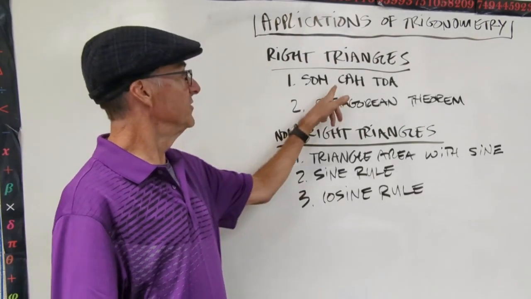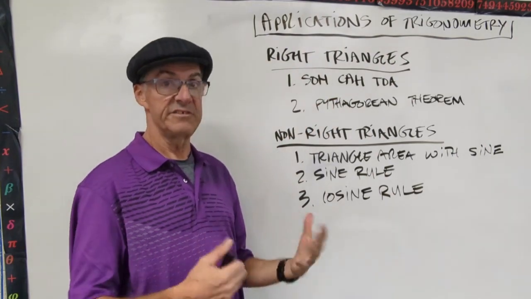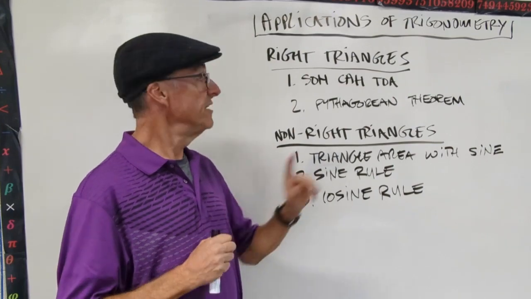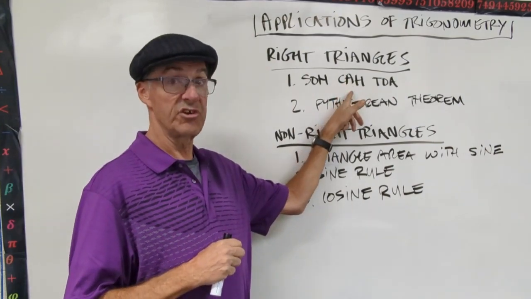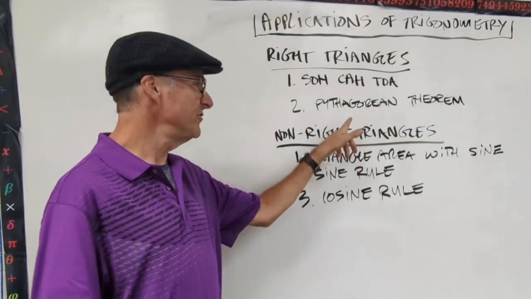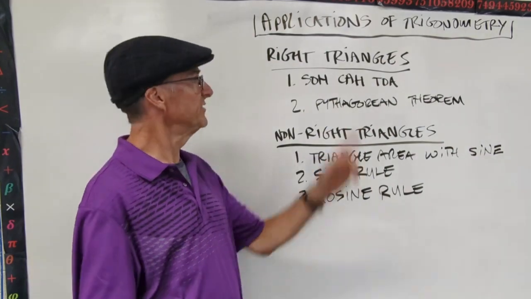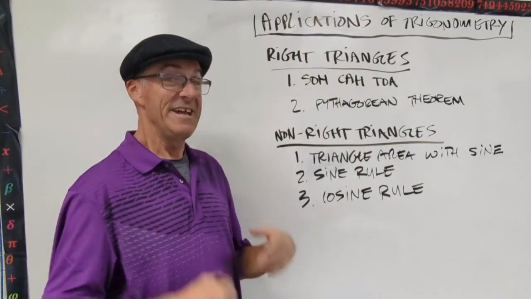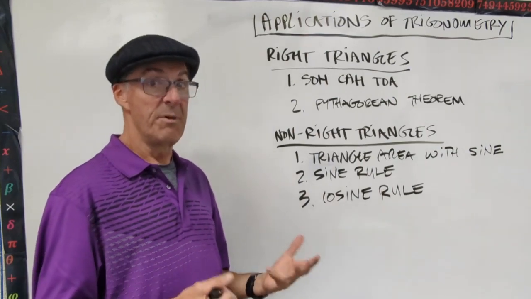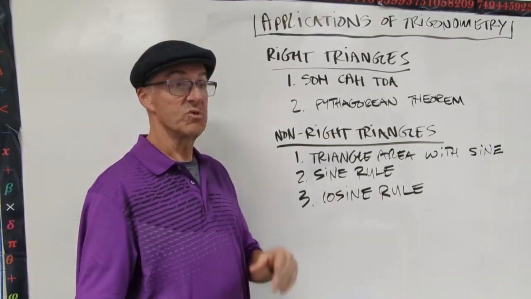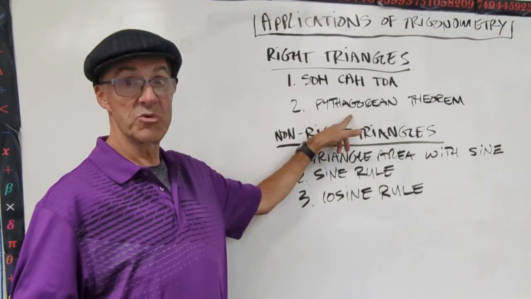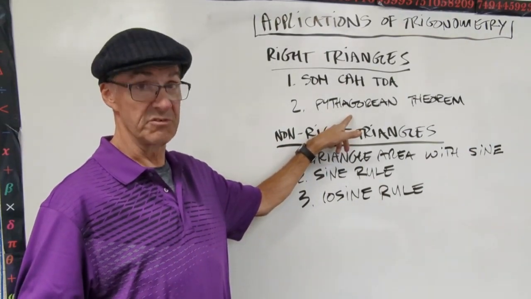Right triangles, SOHCAHTOA trigonometry. This is your primary tool with a right triangle. Just make sure that you remember that you can't use SOHCAHTOA with a non-right triangle. Okay, just remember that. And then I also put the Pythagorean theorem here because it does work with right triangles. It's not trigonometry because it's not using a trigonometric function, but it might provide the bridge between what you know and what you need to find out. So don't forget your a squared plus b squared equals c squared.